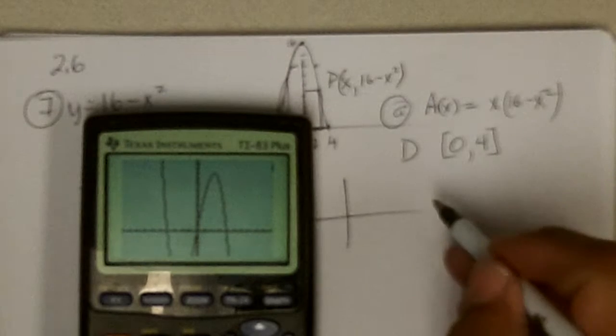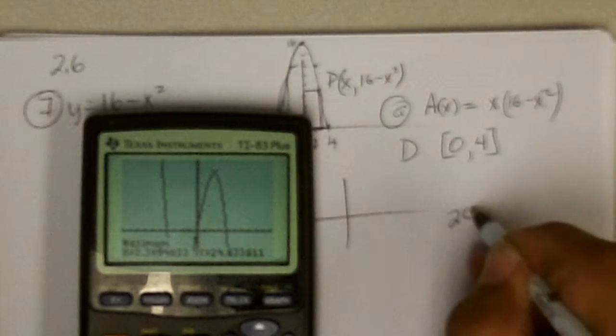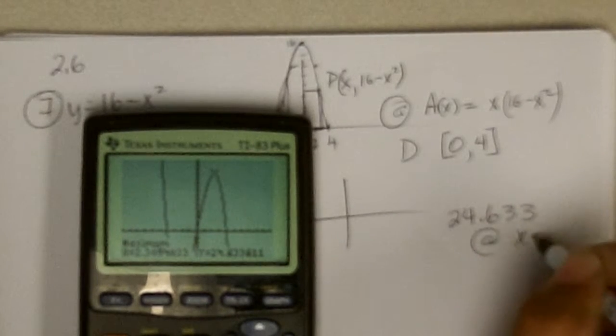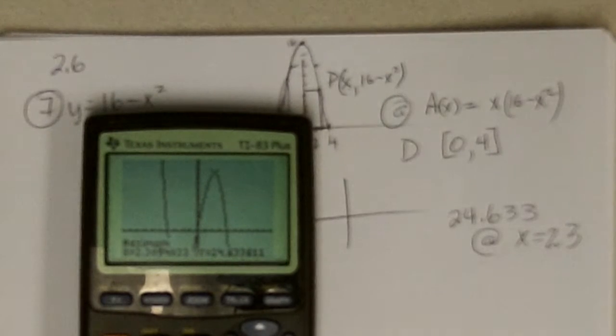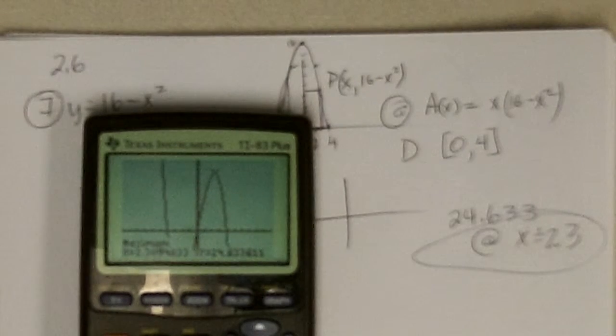And it says the maximum is actually 24.633, and it happens at x equal 2.309 something. Approximately 2.3. So for what value of x is the area largest? About 2.3. That's 7.